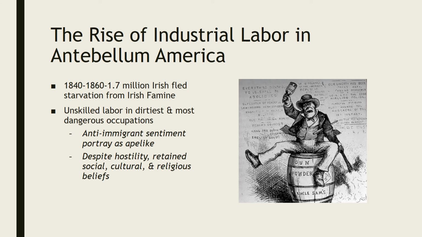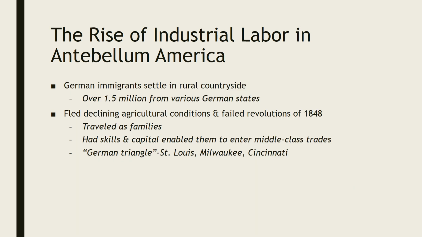Additionally, between 1840 and 1860, 1.7 million Irish are going to flee starvation from the famous Irish famine. Again, they're going to come as unskilled laborers, and they're going to be forced to take the dirtiest and most dangerous occupations in the country. There's a lot of anti-immigration sentiment against the Irish. As you can see in this political cartoon to the right, they're often depicted as being ape-like. However, despite the hostility, they largely retained their social, cultural, and religious beliefs.